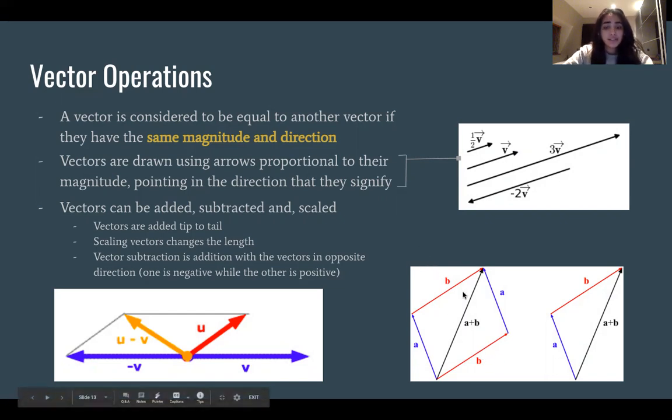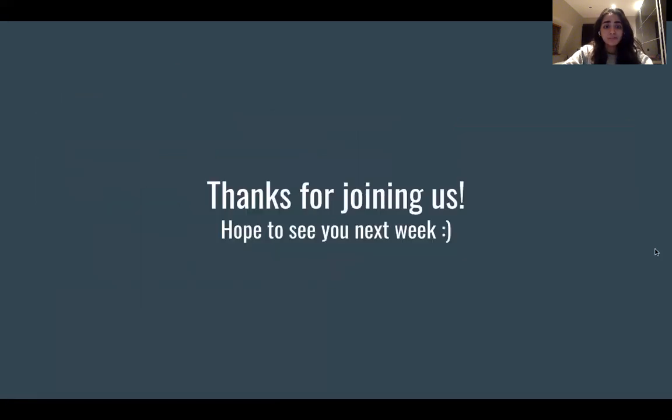And for scaling, it's literally just multiplying or dividing. If you get a negative, it just means direction. So it's really just multiplying and dividing by the scalar quantities.